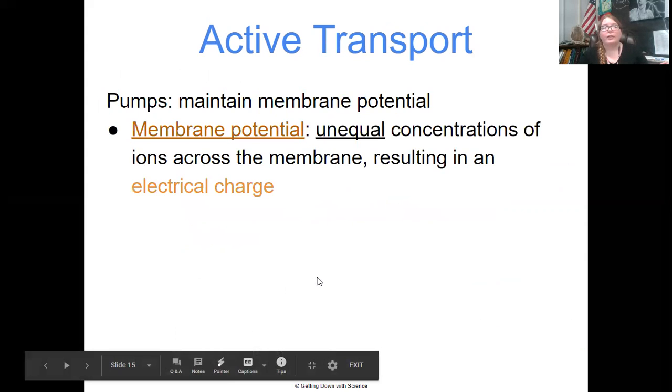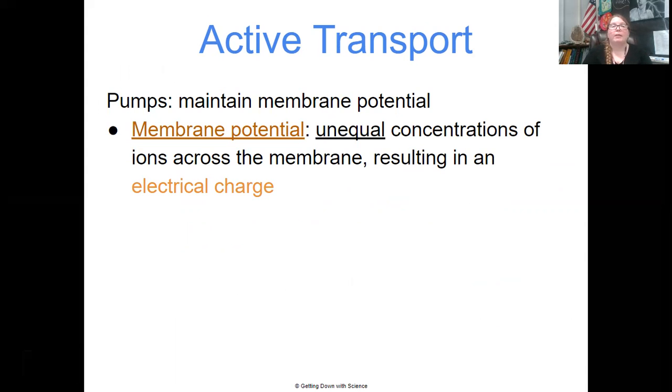Okay, so let's talk about pumps. Sometimes I want to maintain something called membrane potential, which basically means that I am not wanting equilibrium. I want to have a difference between the inside of the cell and the outside of the cell, because this can make an electrical charge. There are a lot of your important body systems that rely on this.